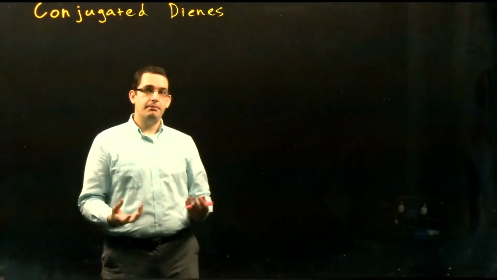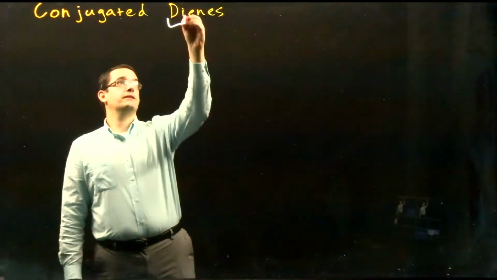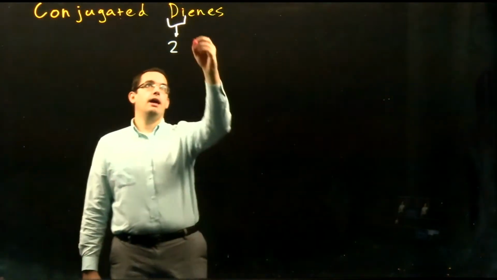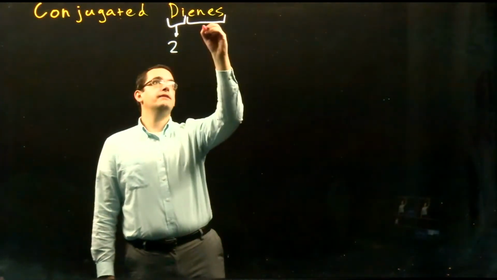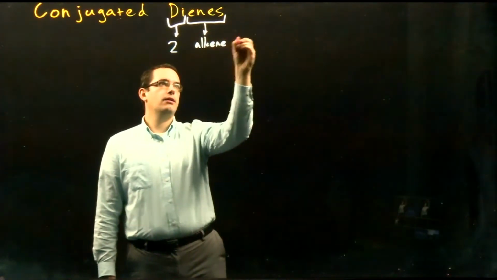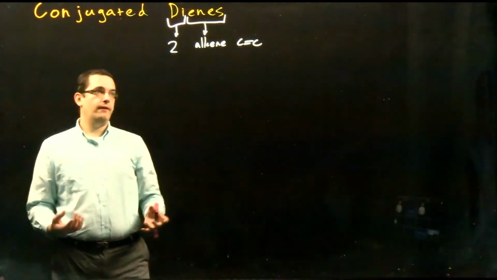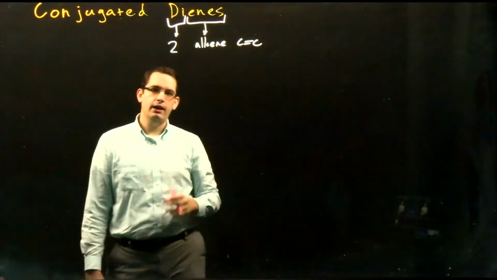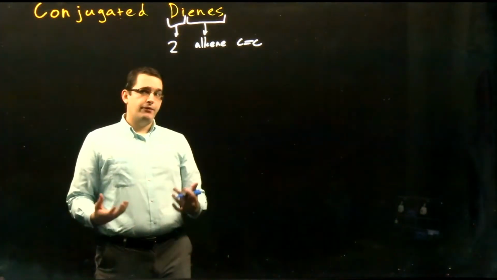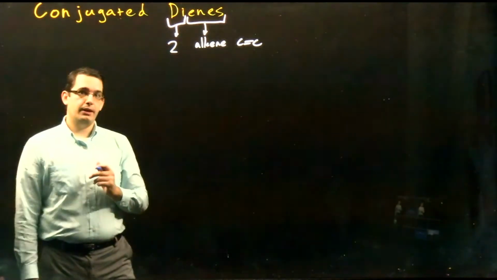Now, what do we actually mean when we say dienes? So the word dienes, of course, comes from the prefix di, meaning two, and of course our ene suffix, which refers to our alkene carbon-carbon double bond. So a diene is simply a molecule that contains two alkene carbon-carbon double bonds. Now there can be a variety of different kinds of dienes based on where those double bonds are placed.